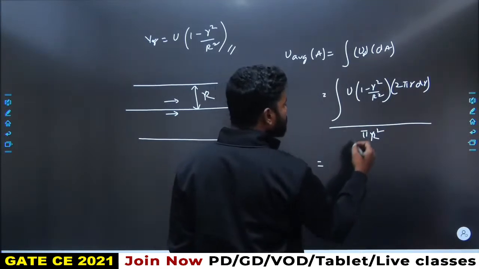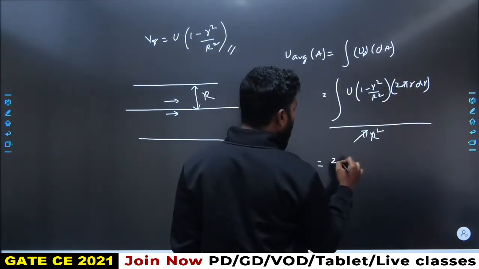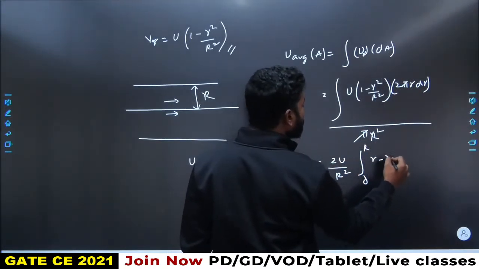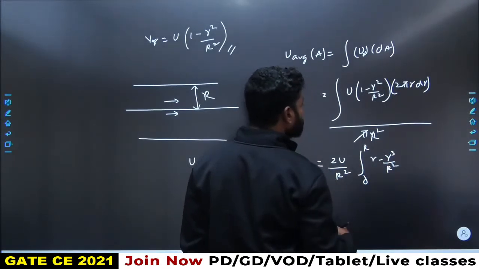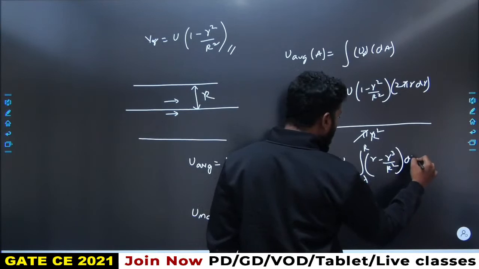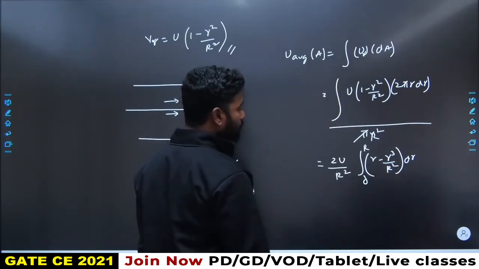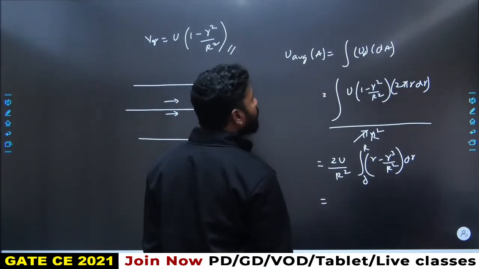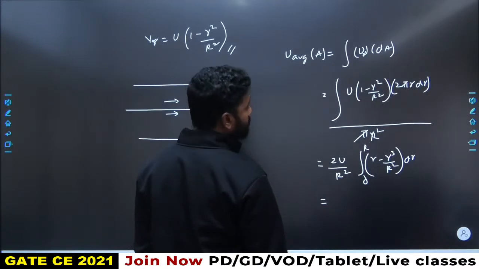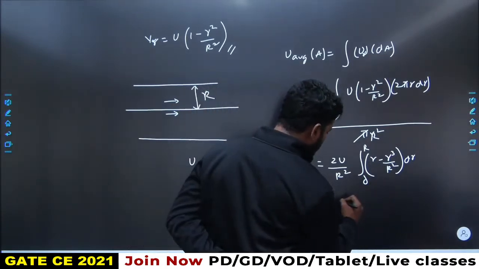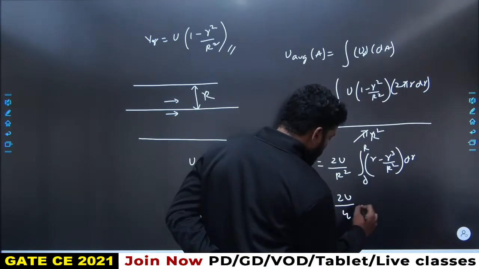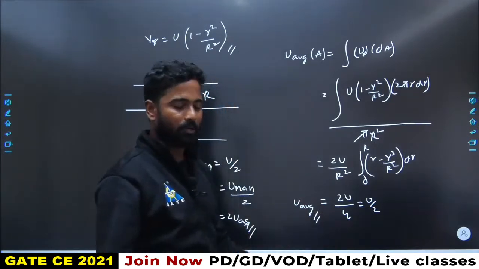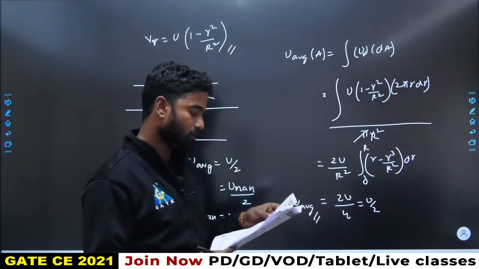Fine. So 2U upon R square, integral 0 to R, of r minus r cube upon R square, multiplied with dr. So this is R square by 2 minus R power 4 by 4 upon R square. 1 by 2 minus 1 by 4 is 1 by 4. 2U upon 4, that is equal to U by 2. U average is equal to U by 2. So it is a direct application of the formula. If you remember, you can directly solve this question.